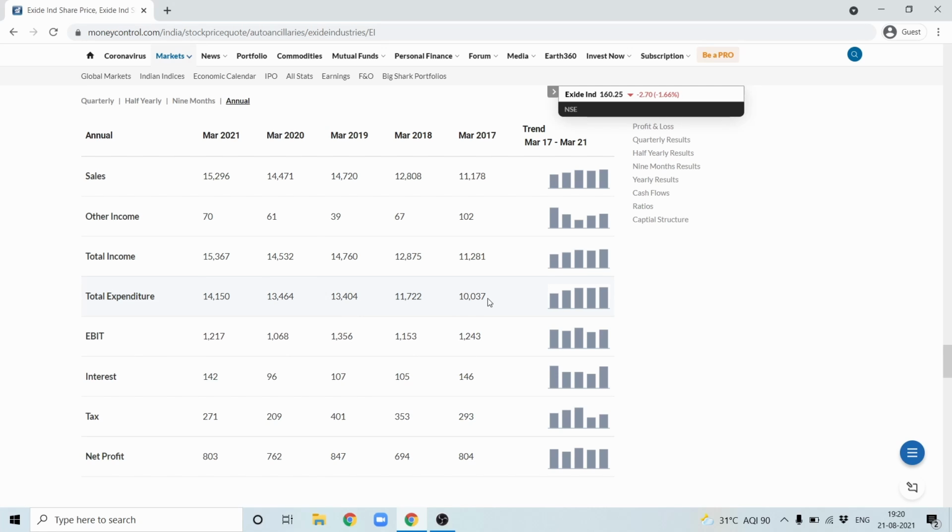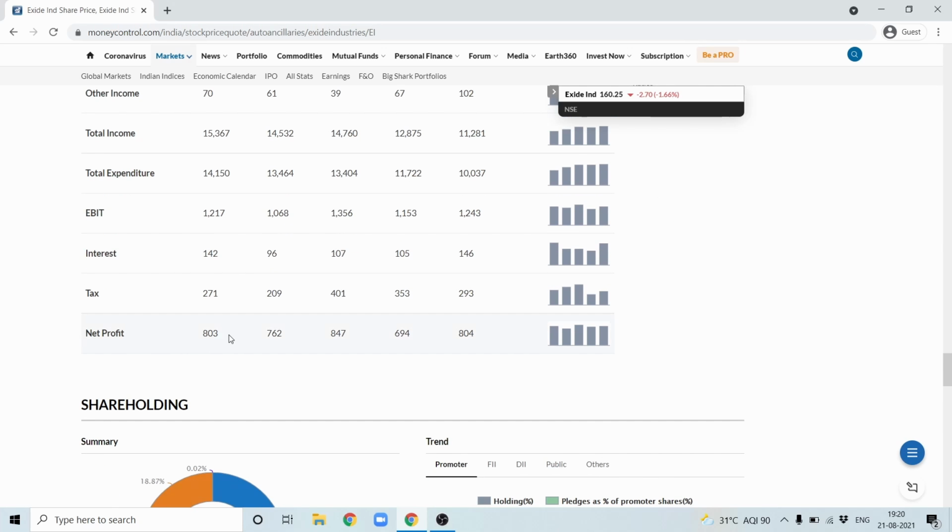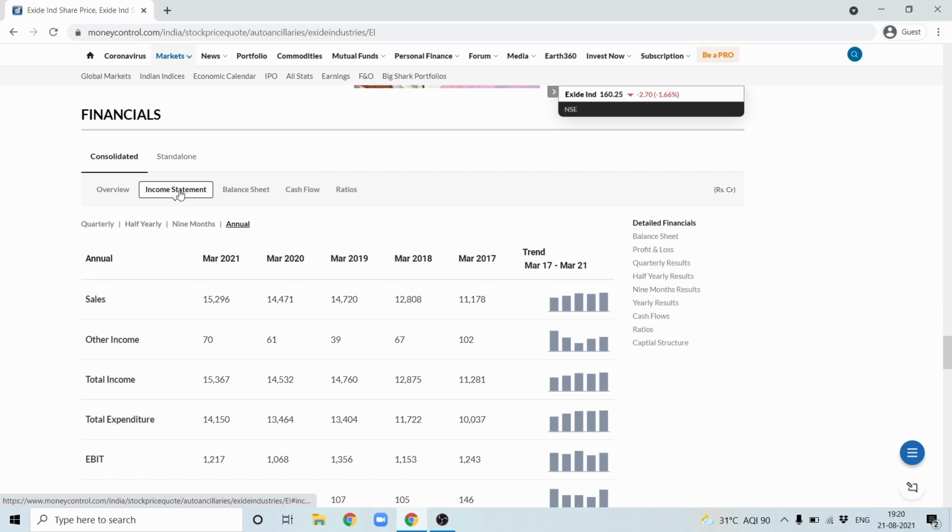So here we see that the expenditure is increasing quite a bit. So in general we'll have to see if the expenditure is reducing or at least maintained to an extent. And finally the net profit. In net profit again we'll have to see if the company is increasing its profit year on year. This is what you'll have to see under income statement.